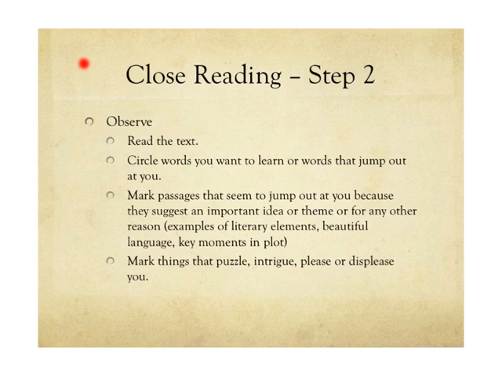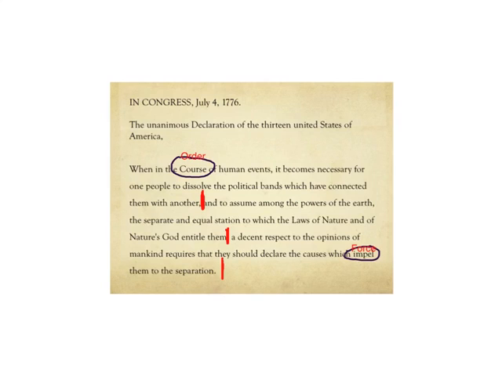Now the next step for me is close reading, step 2. Here I'm going to observe. I'm going to read the text again. I'm going to circle things that jump out at me. I want to mark up the text with my thoughts. In Congress, July 4th, 1776. The unanimous declaration of the 13 United States of America. I'm circling unanimous because it means that they were all together on this, and I'm also going to circle united because that means they were all together on this as well.